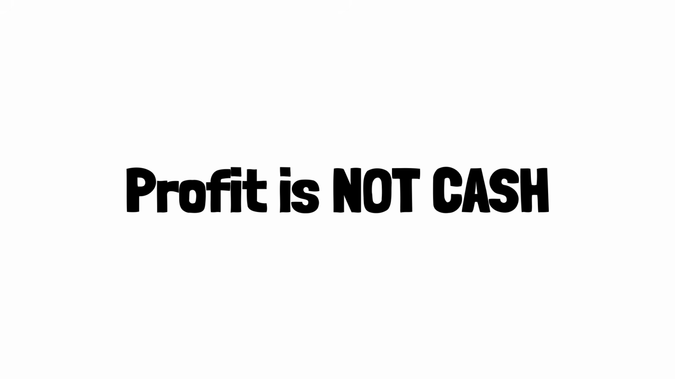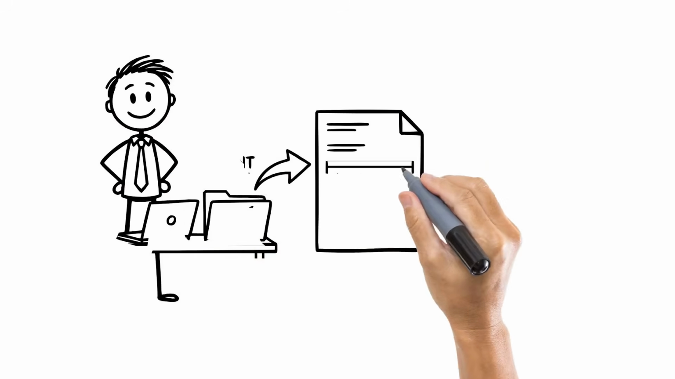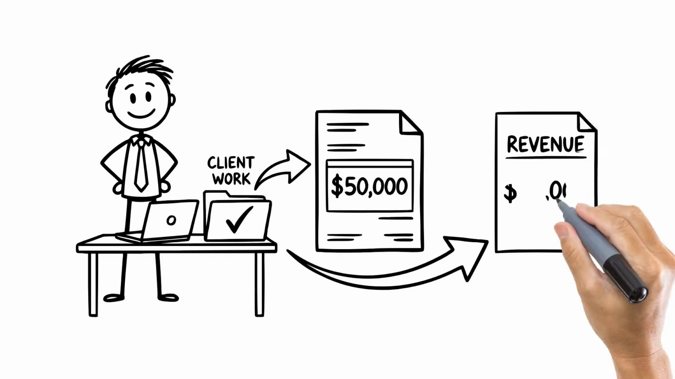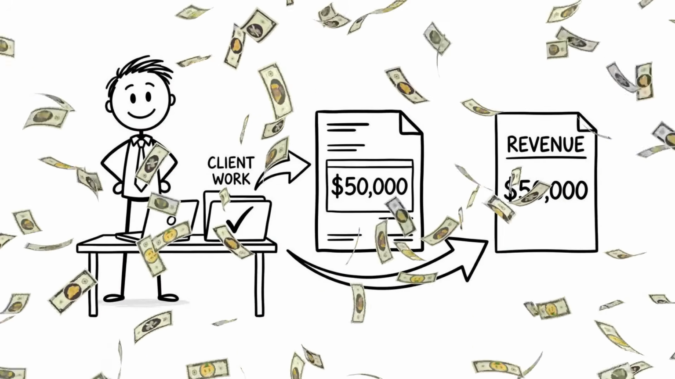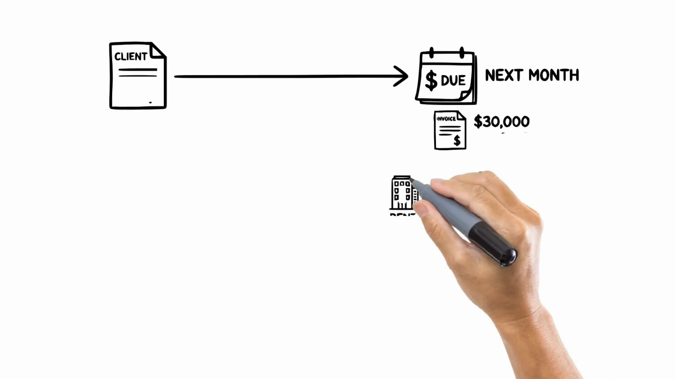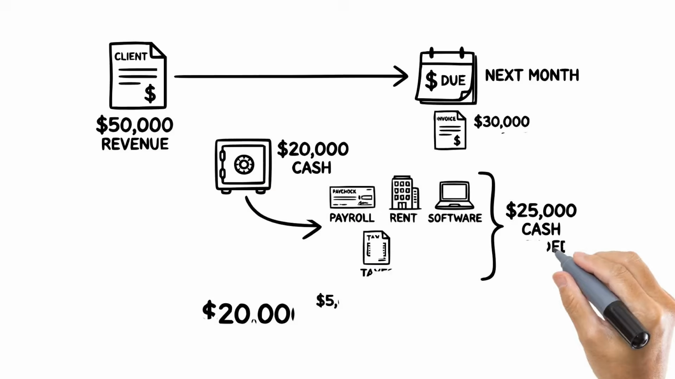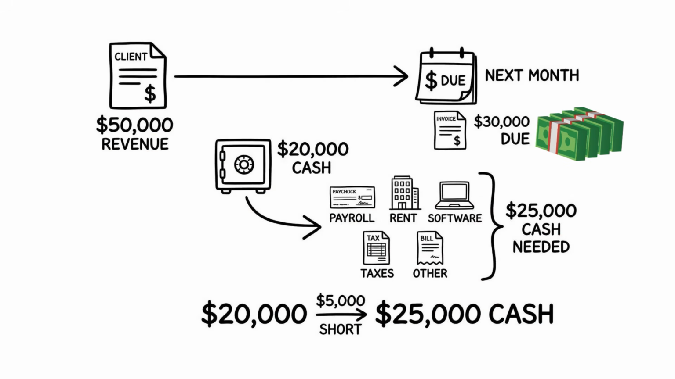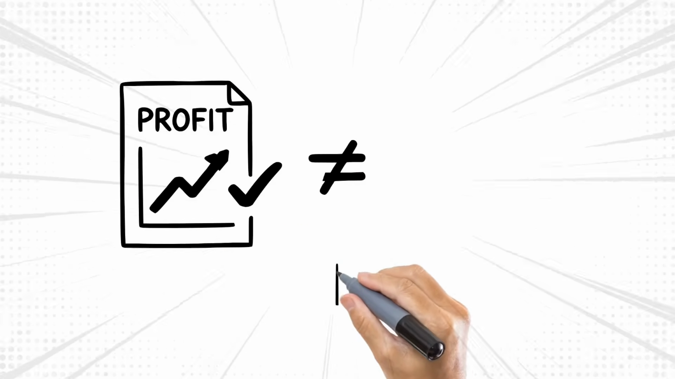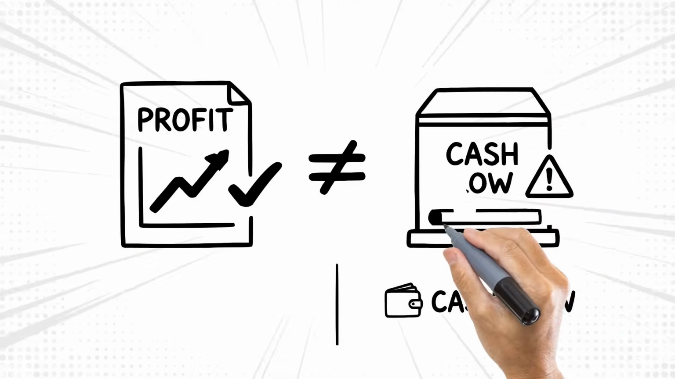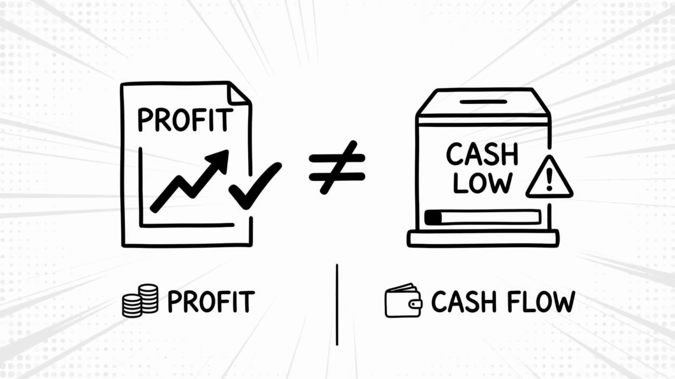Profit is not cash. Imagine a consulting company completes $50,000 of client work this month. On paper, the company may record $50,000 in revenue. But suppose clients have paid only $20,000 so far, while the remaining $30,000 will arrive next month. Meanwhile, payroll, rent, software, taxes, and other bills require $25,000 in actual cash this month. The income statement may suggest that the company performed well, yet the bank account can still become dangerously low.